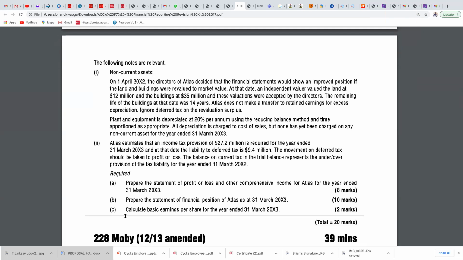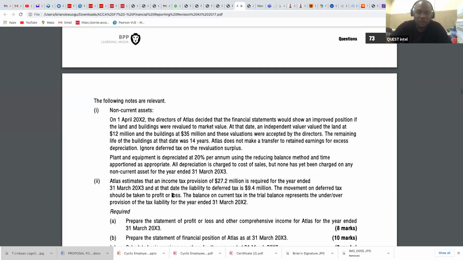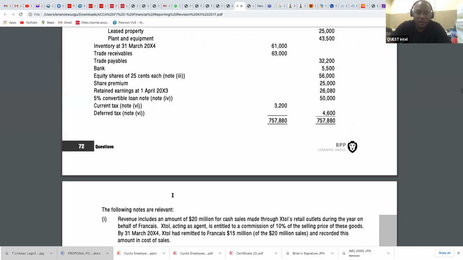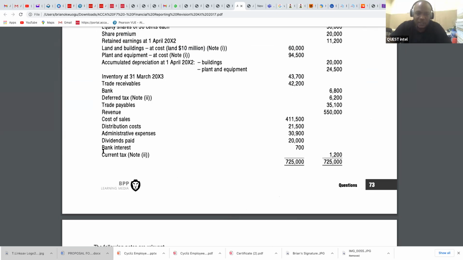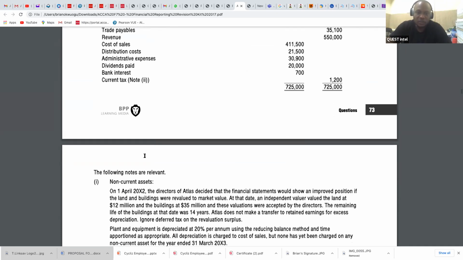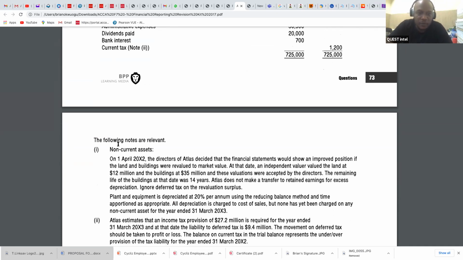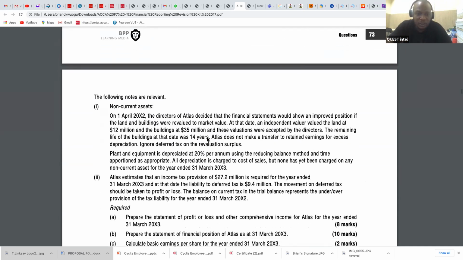All right. So our statement of that. Okay. So we have our trial balance, equity share, share premium up to current tax at the end of the day. You did taxes recently, so this should be fair game for us to have fun with. Okay. So please go ahead and read the following information is irrelevant. If they said it's irrelevant, then you don't need the notes now. Let's just go and finish this thing and go home.